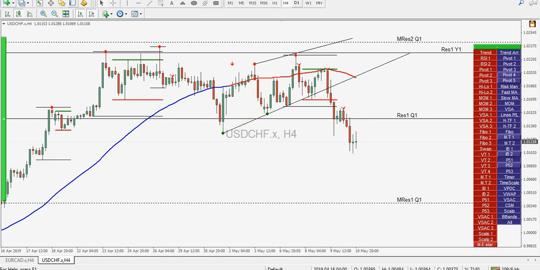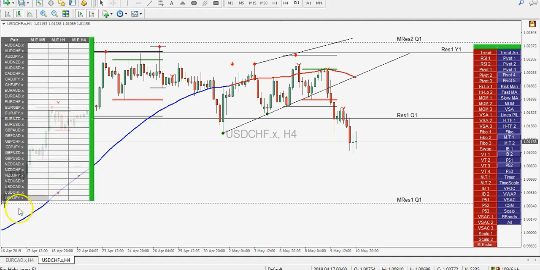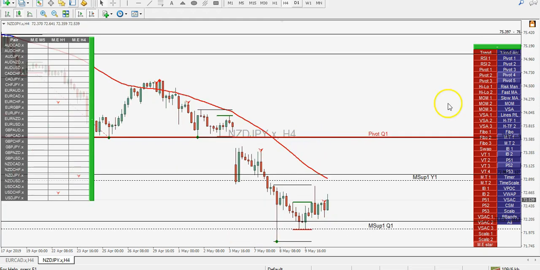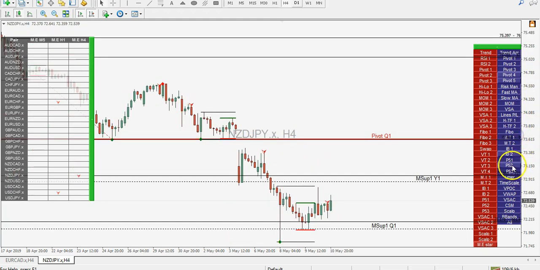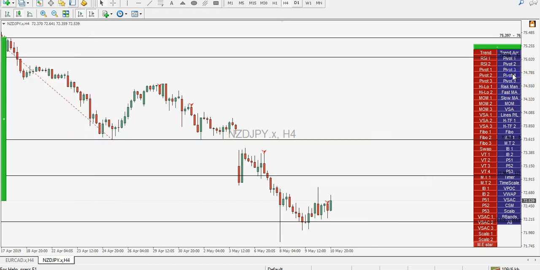And now I'll show you something that is currently in the market right now. Come over here to the New Zealand JPY. This is the last one I'm going to show you guys, and then I'll move towards the binary options. Okay. One second.